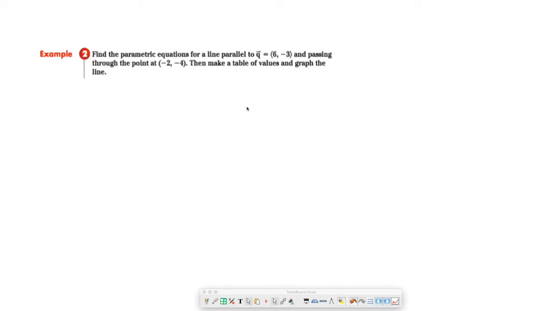Okay, they give the order a slightly different order. Find the parametric equations for a line parallel to the vector q, which is <6, -3>, and passing through the point (-2, 4). Then make a table of values and graph the line.